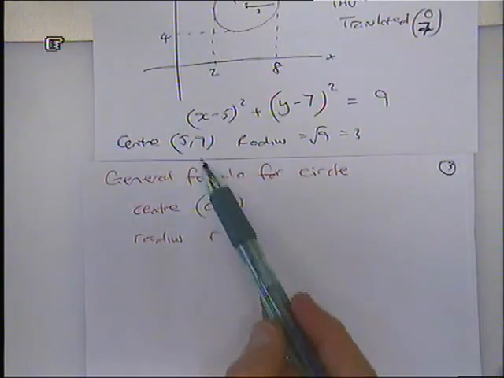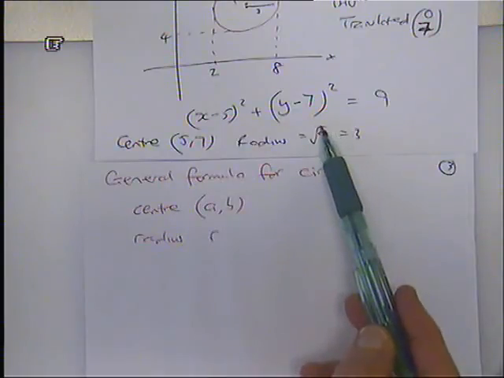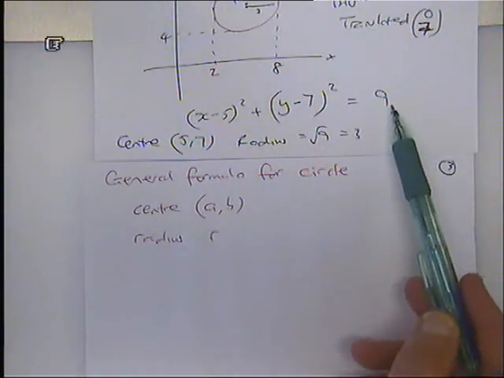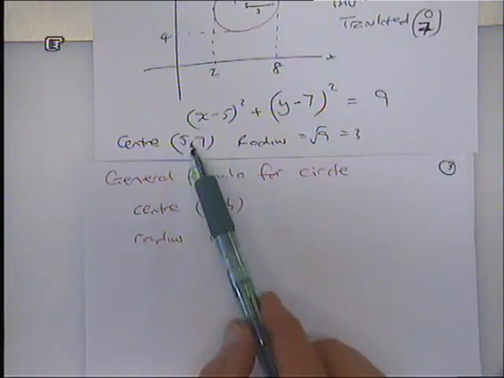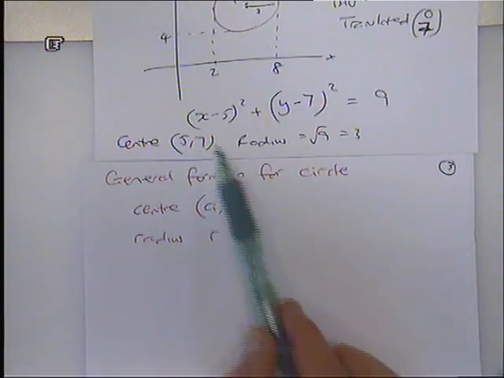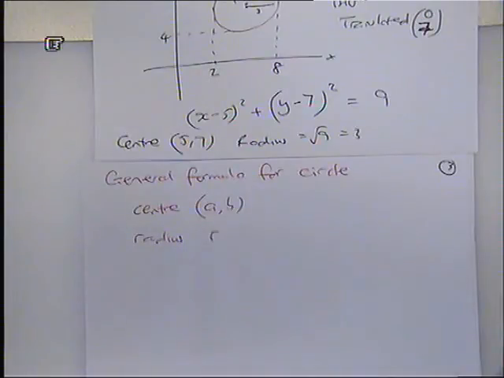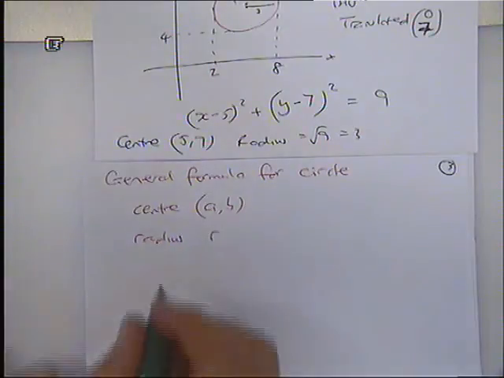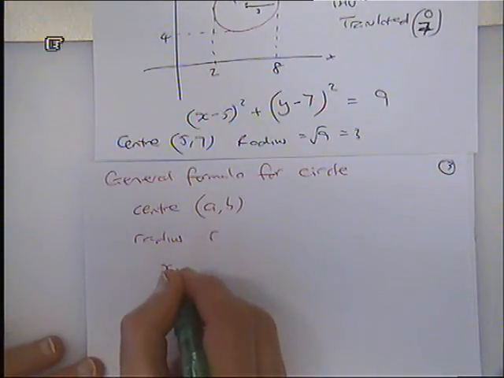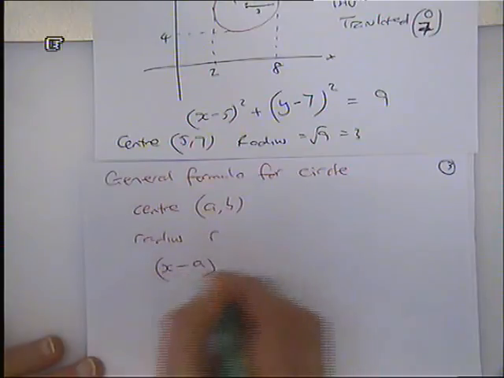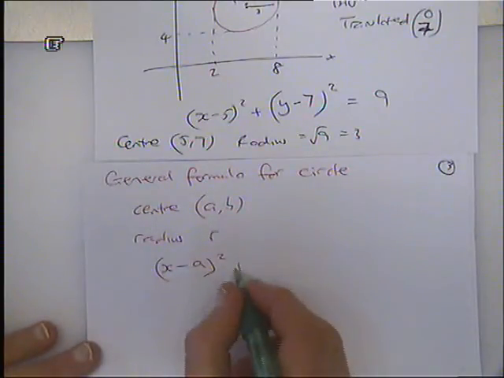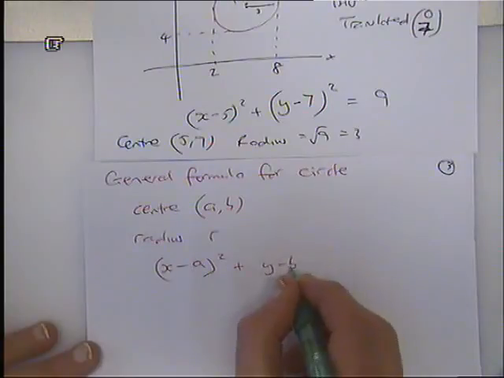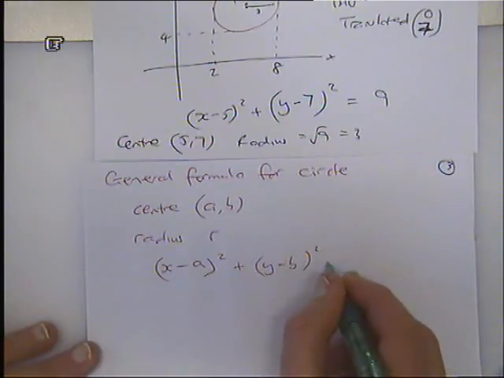When the centre was 5, 7, it was that. When the radius was 3, it was that. Now, all I'm changing then is the 5 has become an A, the 7 has become a B, the radius has become an R. Go on, have a go. Yes, it is.